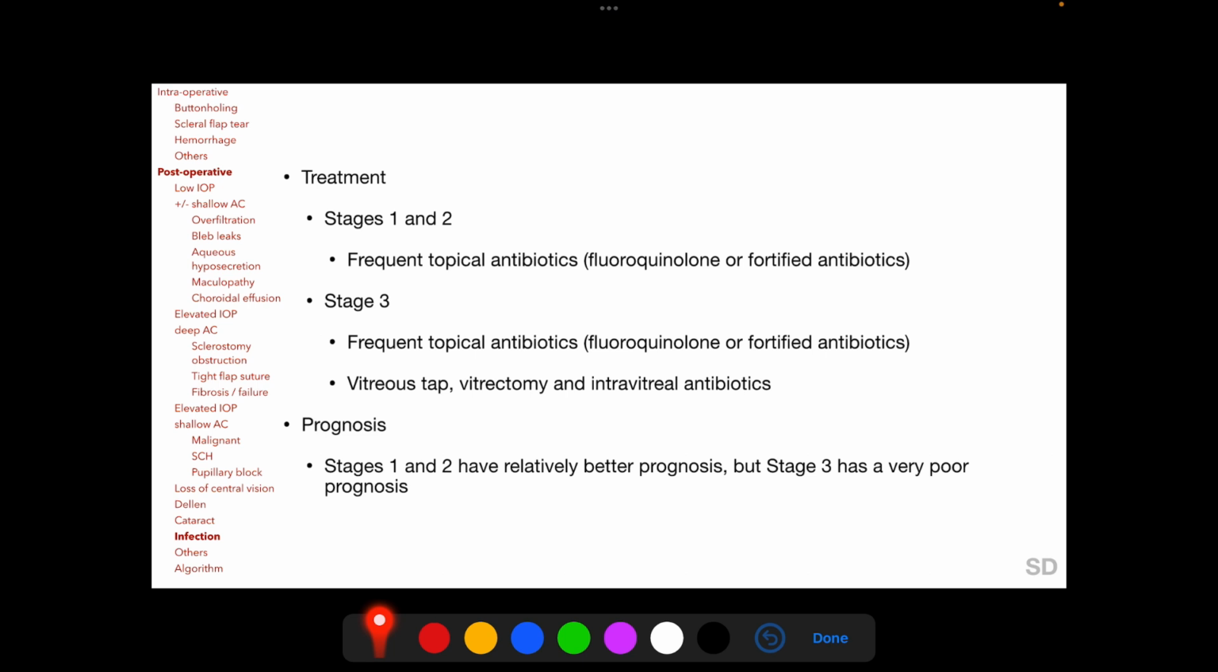Blebitis has to be treated with frequent topical antibiotic administration. For bleb-associated endophthalmitis, in addition to frequent topical antibiotics, vitreous tap or vitrectomy should be done in addition to administration of intravitreal antibiotics. Blebitis has a relatively good prognosis, but bleb-associated endophthalmitis has a very poor prognosis.